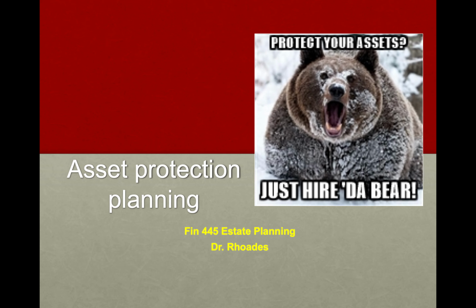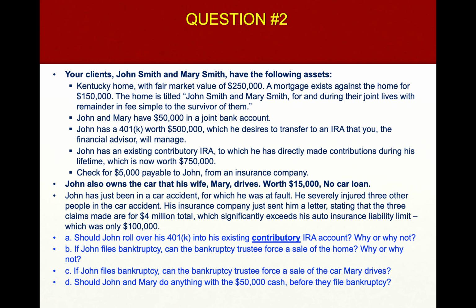Let's go back to asset protection planning. All right, I would just want to review the questions with you and give you some that are in the Project 12 and give you some tips on it. Here, John and Mary Smith have the following assets. They have a Kentucky home. It's titled John and Mary Smith, for the term of their joint lives with the remainder in fee simple to the survivor of them. That does not look like Tennessee entirety property.